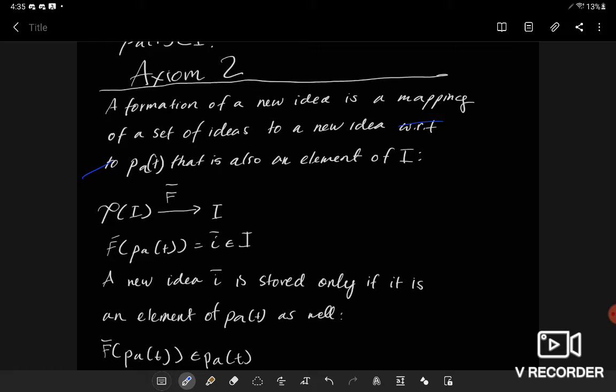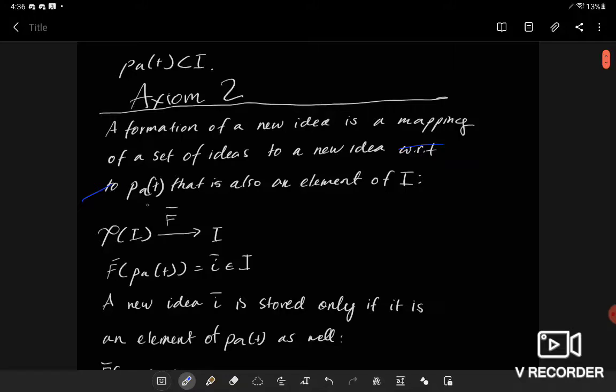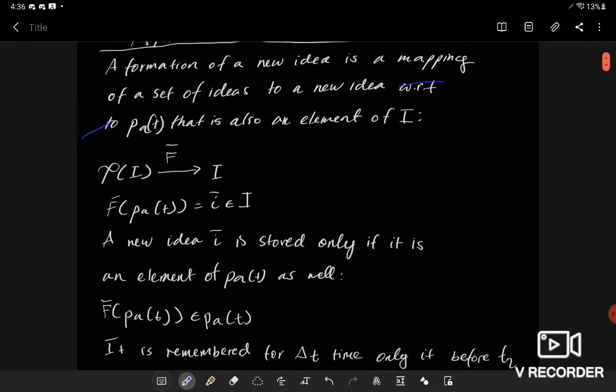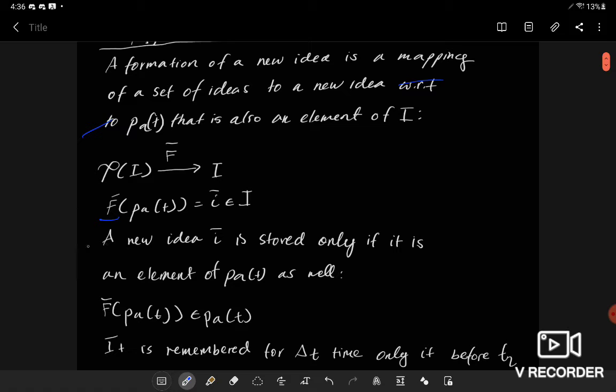I'm sorry about that, I wrote this in a whim. That new idea is also an element of I. So that means that whenever a person at a certain time makes a new idea, that idea is an idea that exists. That's why it's an element of I. And so this is what this function basically explicates. There exists some function that takes a subset of ideas and maps it to a new idea that is also part of the set of ideas.